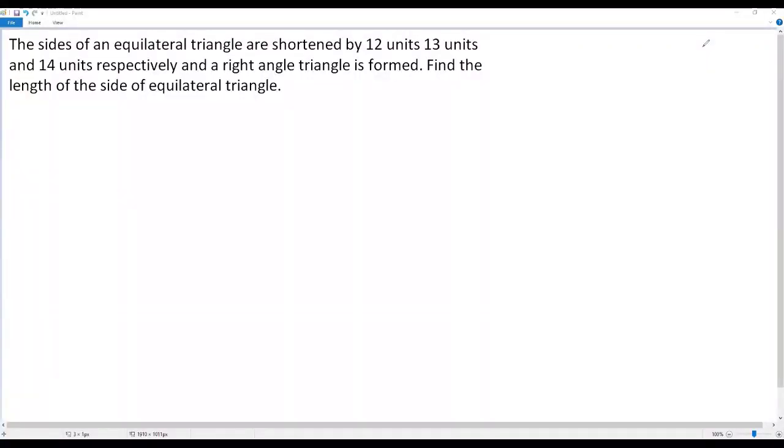Here we have a problem on quadratic equation. Okay, let's go to the question. The sides of an equilateral triangle are shortened by 12 units, 13 units and 14 units respectively, and a right triangle is formed. Find the length of the side of the equilateral triangle.